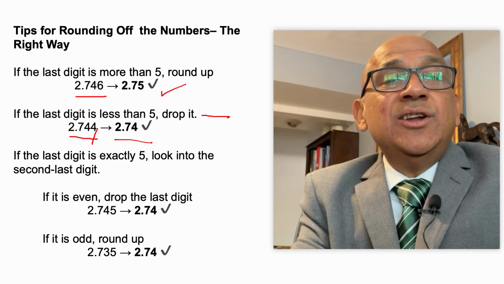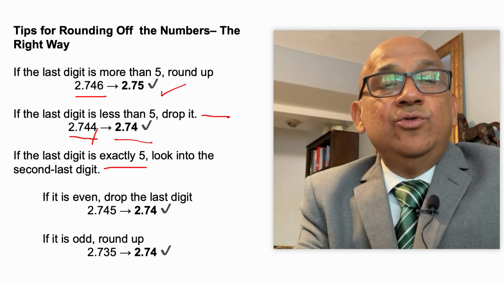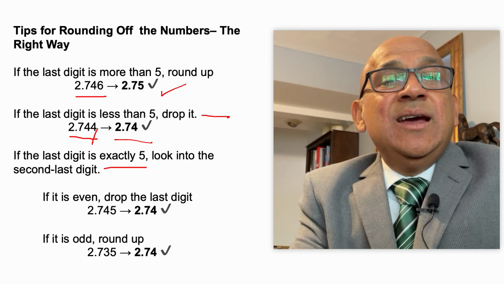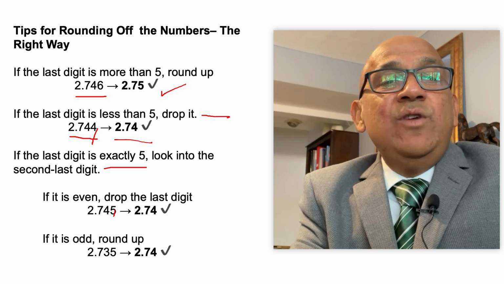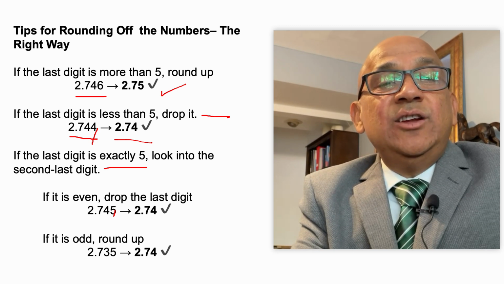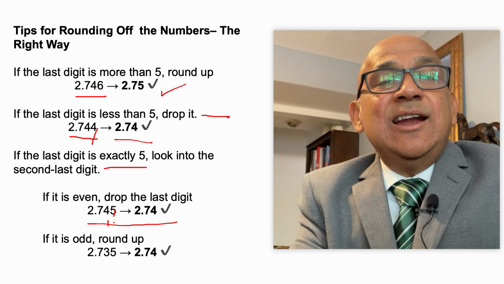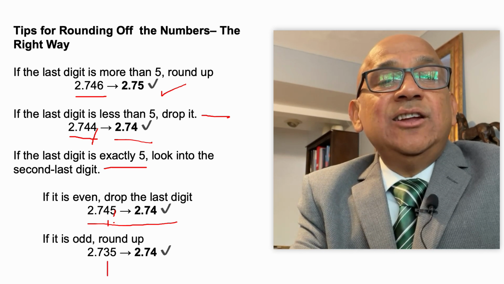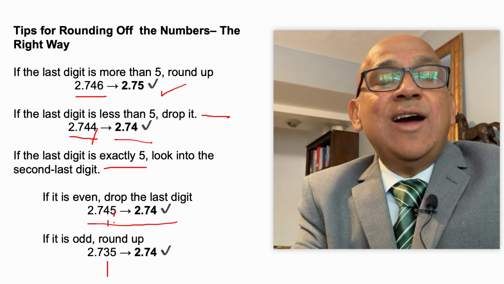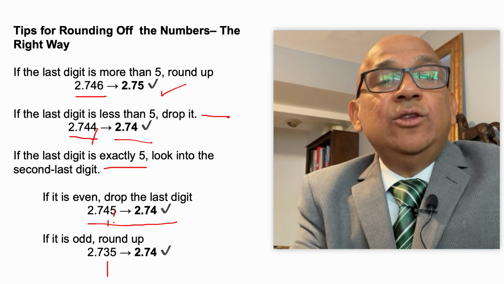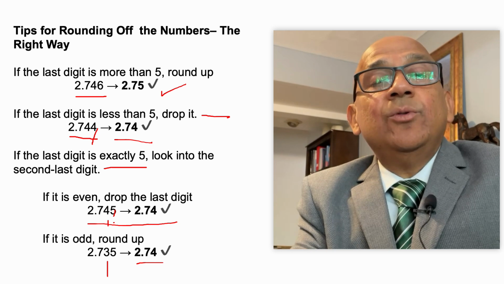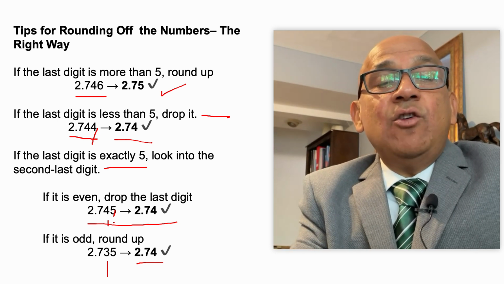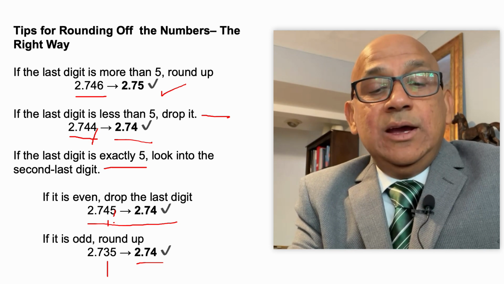Now comes a very tricky situation. If the last digit is exactly 5, then what to do? There is a convention that if the last digit is just 5, we look at the second last digit, the digit before the last digit. If that second last digit is even, you should drop the last digit. For example, 2.745: the second last digit is even, so you should drop this 5 and it will be 2.74. On the other hand, if the second last digit is odd, as in 2.735, then you should round it up, so 2.735 becomes 2.74. These are the normal conventions which are very often used in scientific research, so you should follow these rules.